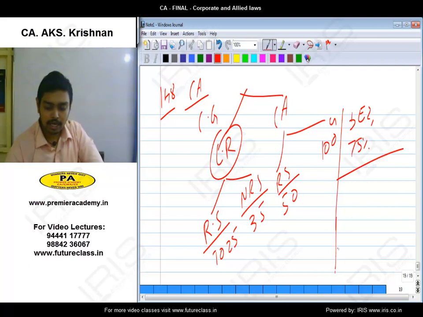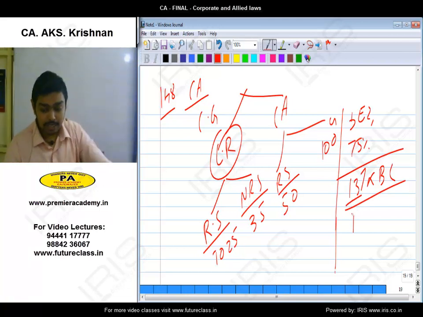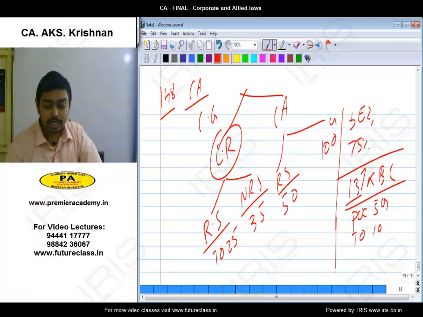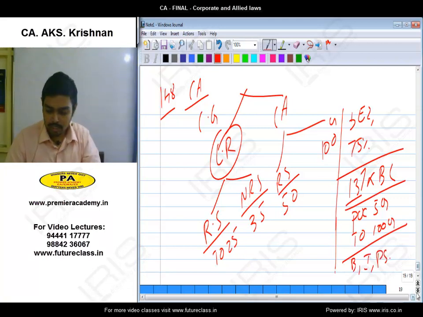Now tell me, in section 137 we have XBRL filing. Which other company has XBRL mandatory? Paid up capital 5 crores, turnover 100 crores. Then which companies are exempted? Banking, insurance, power sector. These three companies are exempted.